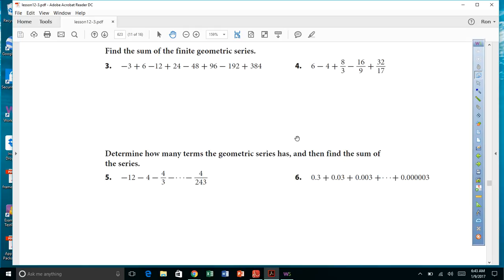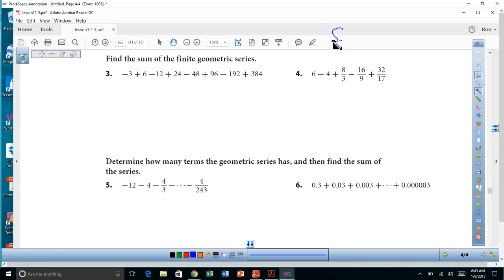Find the sum of the geometric series. Okay, so the formula: S of n equals a times 1 minus r to the n over 1 minus r. I'm seeing three variables, a, r, and n. So let's see here. A is going to be the first term, -3.